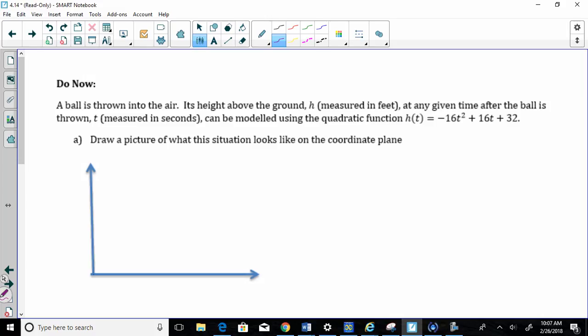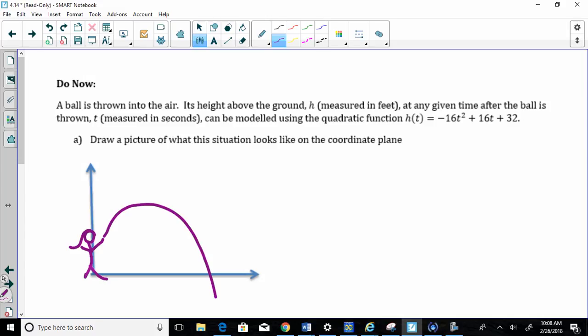A ball is thrown into the air. The height above the ground, h, measured in feet, at any given time after the ball is thrown, t, measured in seconds, can be modeled using this quadratic function. First, I want to draw a picture of what's happening. Here's Taylor. She's throwing a ball in the air, right? The ball is in the air, and it hits the ground.